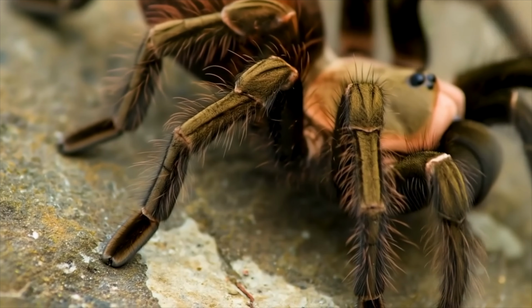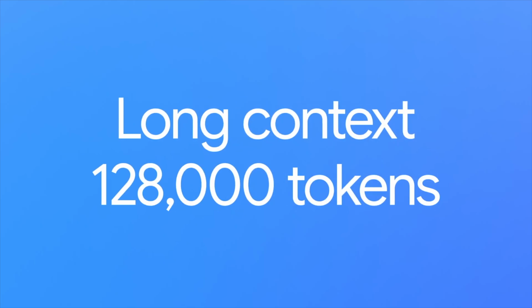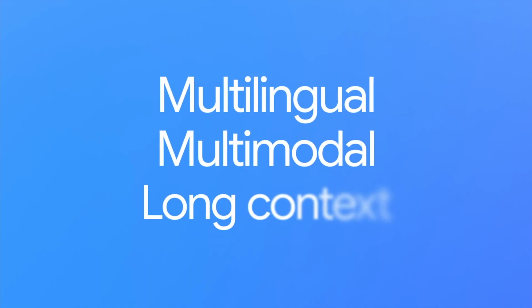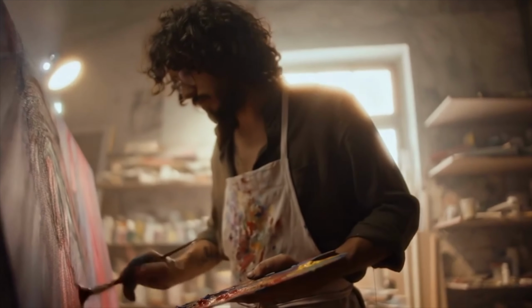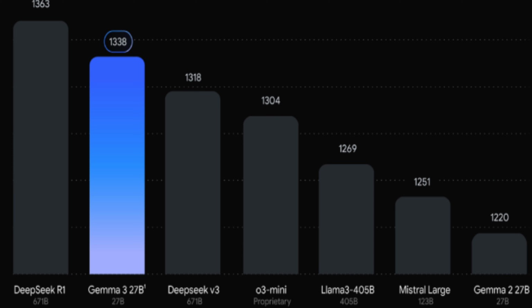Coming to the 4 billion and 12 billion parameter models, they provide enhanced contextual understanding that can mainly be used for multilingual capabilities as well as multimodality. Lastly, the 27 billion parameter model is the most capable non-reasoning open source model that outperforms models like DeepSeek v3, the Llama 3 405 billion parameter model, and as well as o3-mini from OpenAI.